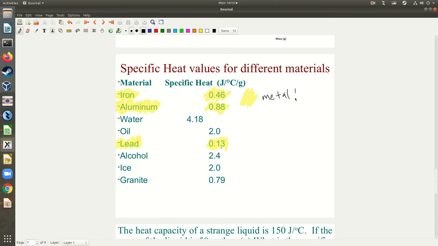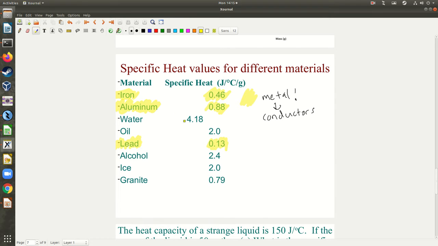Okay, so notice one thing about all your metals. They have very low specific heats. These are known as good conductors. Your metals are good conductors. A good conductor allows heat or electricity, energy, to transfer through relatively easily. They have very low specific heats because it doesn't take a lot of energy to heat them up or cool them down.